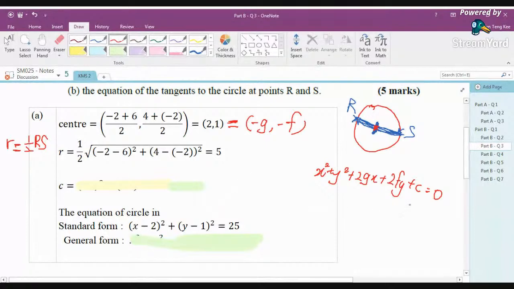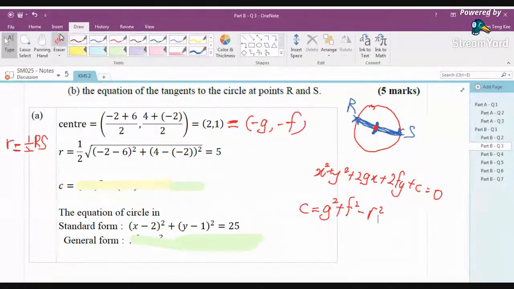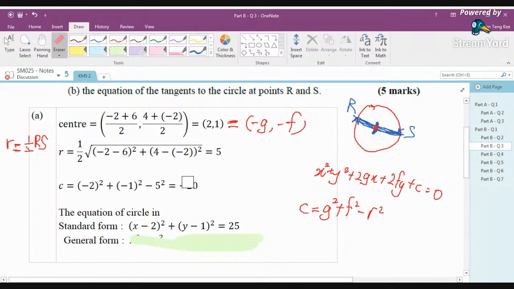Then to get the answer for C, we notice that C is equal to g squared plus f squared minus r squared. So your g happens to be -2, f is -1, and r is 5. Then as a result, I have C as negative 20.